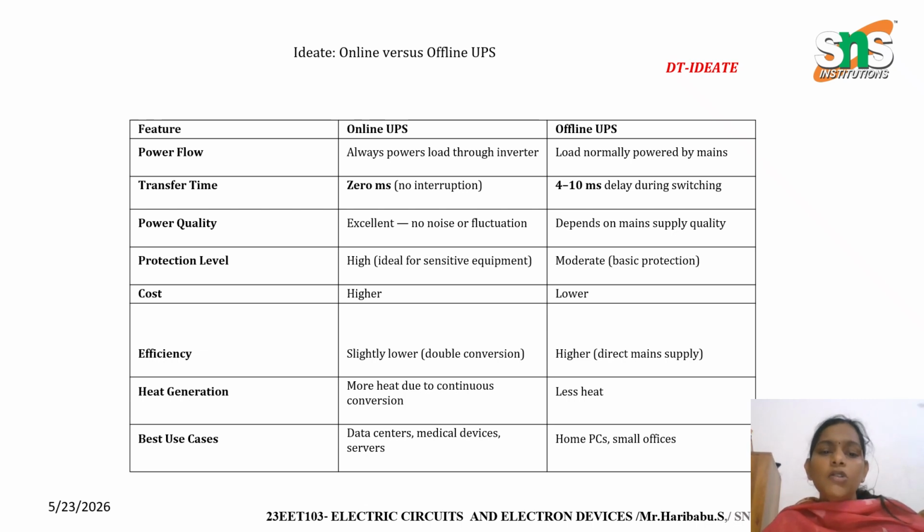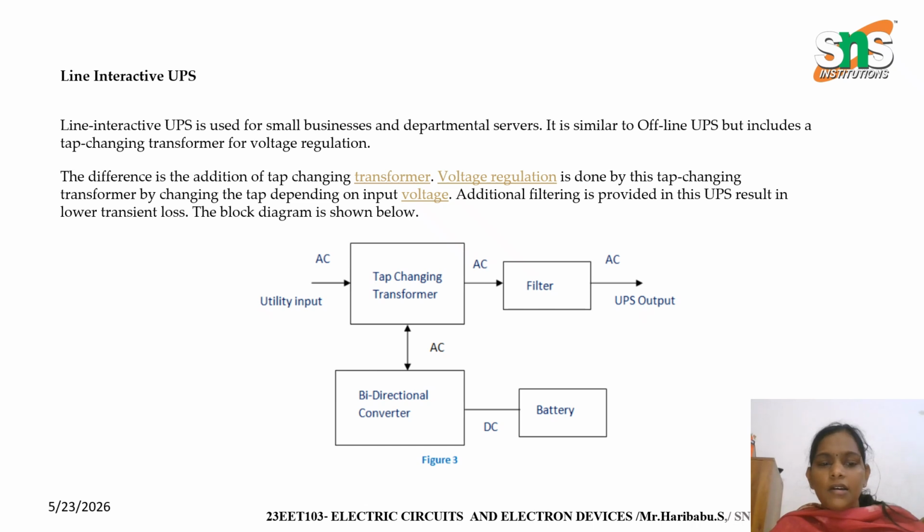According to cost, online UPS is higher and offline is lower, and efficiency is slightly lower in online when compared with offline UPS. In heat generation, more heat is generated in online due to continuous conversion, and offline has less heat. The best use cases are data centers and medical devices for online UPS, whereas home PCs and small offices use offline UPS. Next is a line interactive UPS.